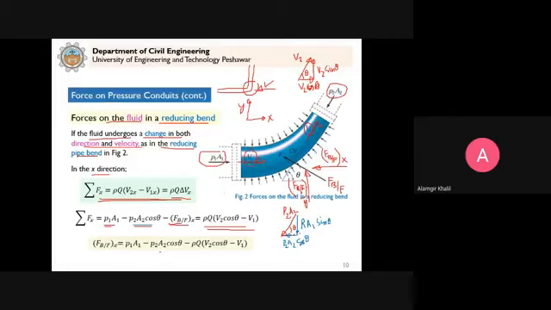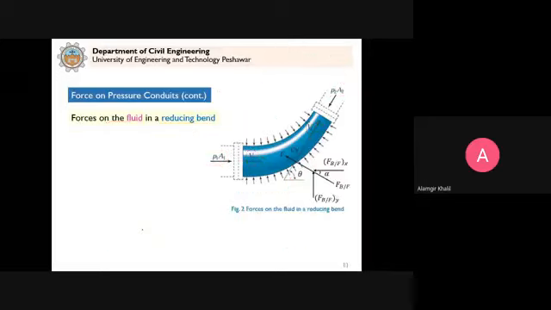So we can simplify this if values are given for V1, V2, theta, P1, P2, A1, A2. We can calculate the force of bend on the fluid in the x direction.